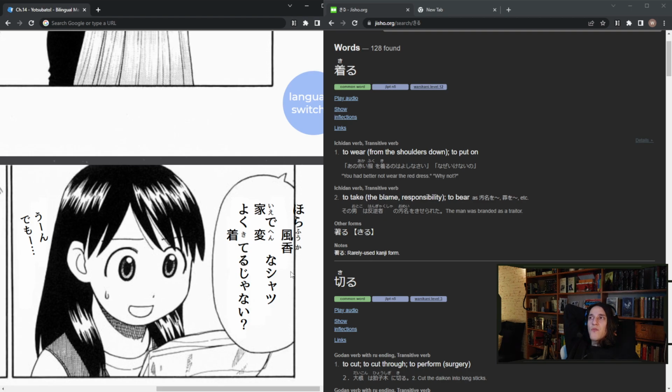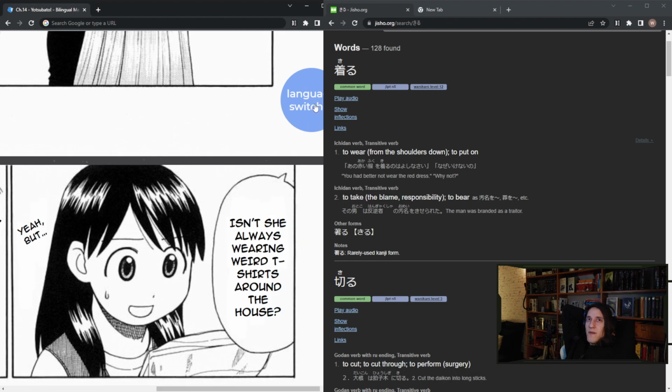Okay, again. So, Fuka, at home, weird t-shirt, often, isn't wearing. Isn't she always wearing weird t-shirts around the house?